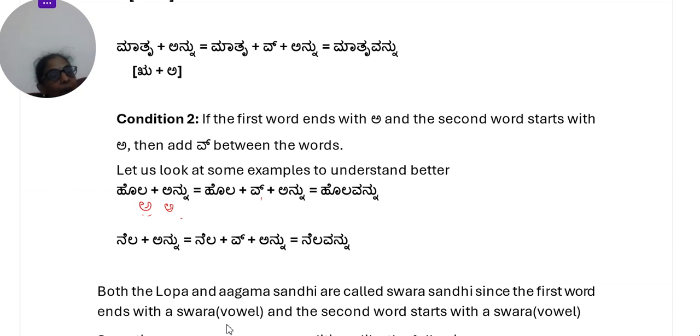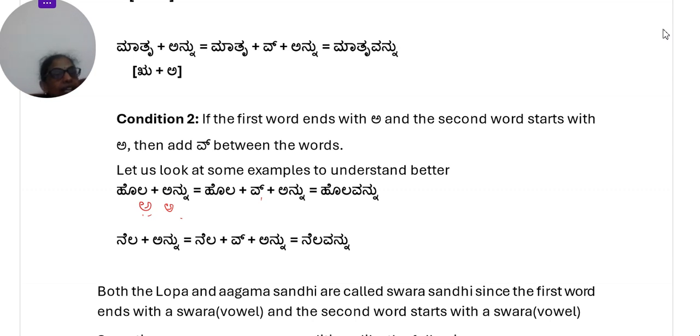Lopa, as I told you, Lopa means something is getting lost. Right? Agama means something is coming in. Here in this case, ya or va are coming in. That is why it is called Agama Sandhi. So now we understood that when we are joining the two words, either a ya or a va will get added. Then we saw the rules when to add ya and when to add va. So for ya, what was the rule for ya? If the word was ending with a, e, i.